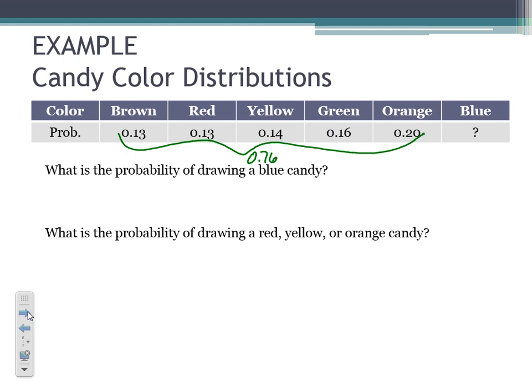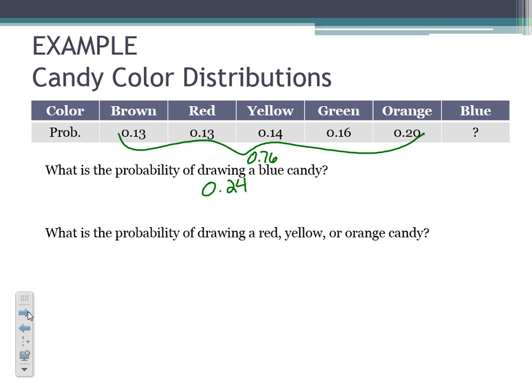So again, if I want to find the probability that the candy is blue, well, it's got to be whatever is left over, because in order for this to be a sample space, it can only be a sample space if all these probabilities add up to 1. So that means the probability of drawing a blue candy would be 24%, or 0.24. That's the only number that would be acceptable to plug in for the blue candy to make this a legitimate sample space. Any other number in this would not be appropriate.